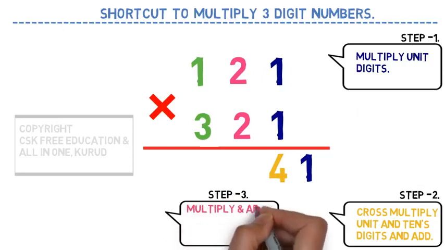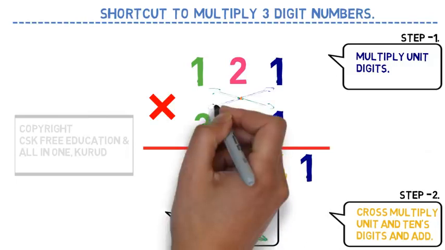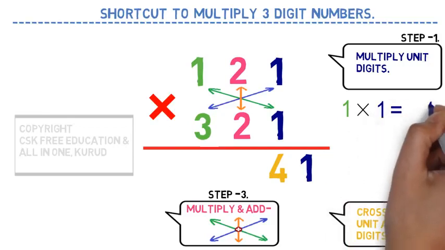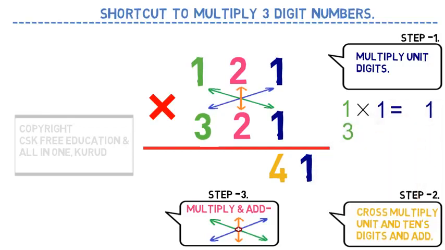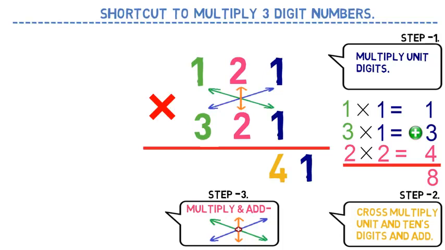This is a little complex, but don't worry. As the symbol shows, we need to multiply the unit digit with the hundreds digit. Once again, we have one more unit digit and hundreds digit, and the tens digit with another tens digit. Once this is done, we need to add all of this. So let's do it. We have 1 into 1, which is 1. Now 3 into 1 is 3. Now 2 into 2 becomes 4. Now add all these: 1, 3 and 4. The sum is 8. This is the hundreds digit of our answer.